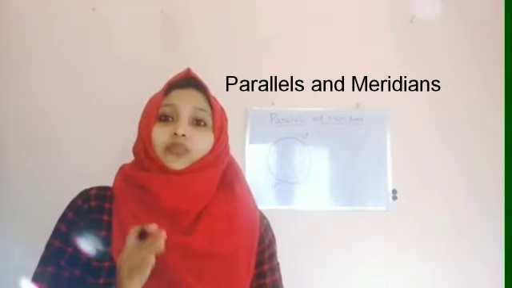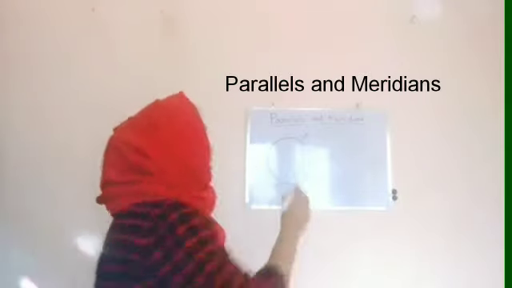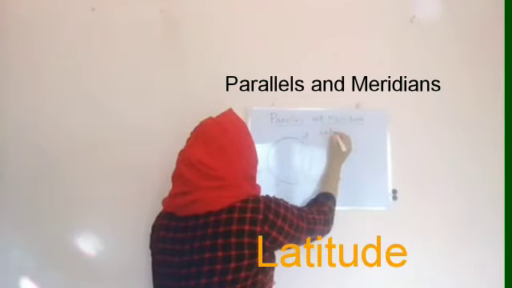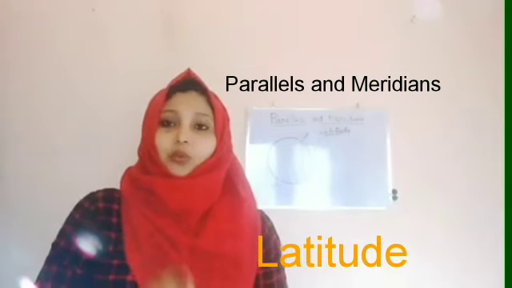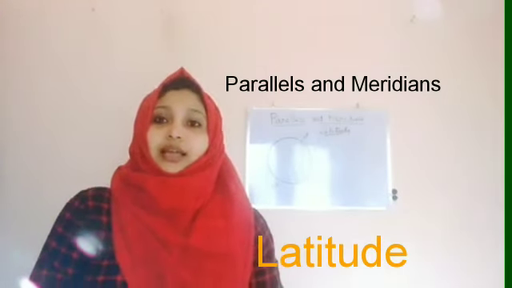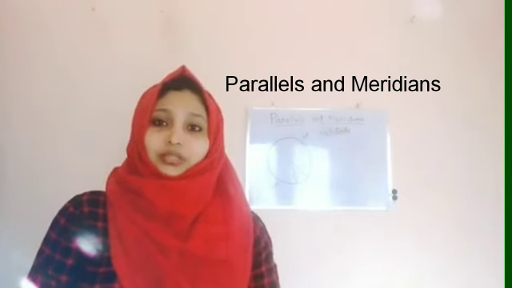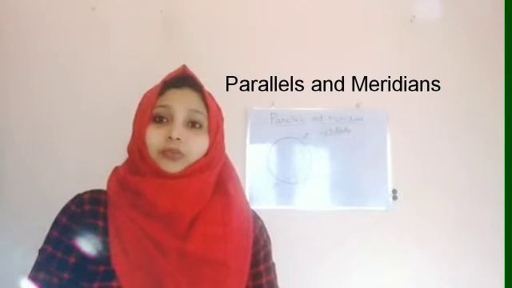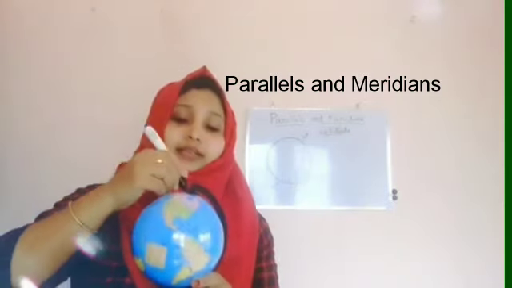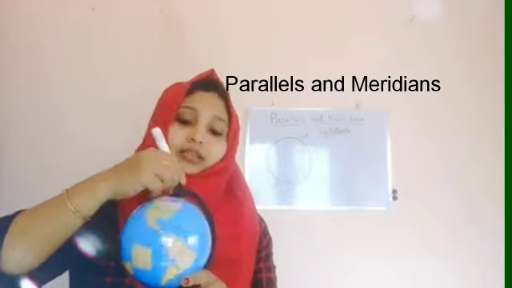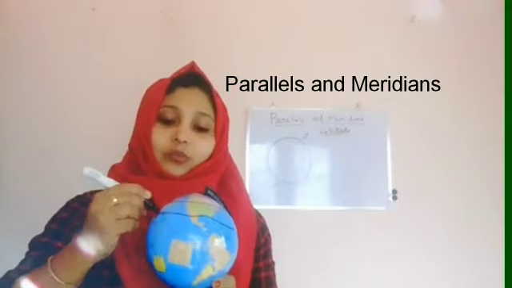So, what are parallels? The other name of parallel is, just remember, latitude. Latitude. Remember this word, latitude. Okay, what are these latitudes? A set of circles drawn on the globe are called latitudes, parallels. So we can draw like this. A set of circles drawn on the globe are latitudes.